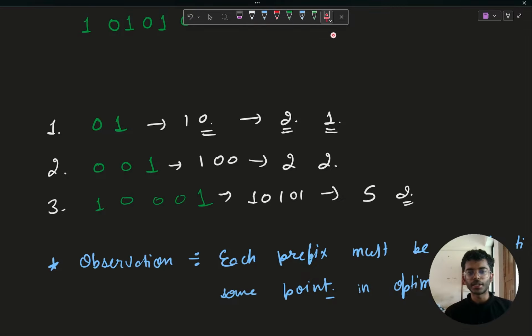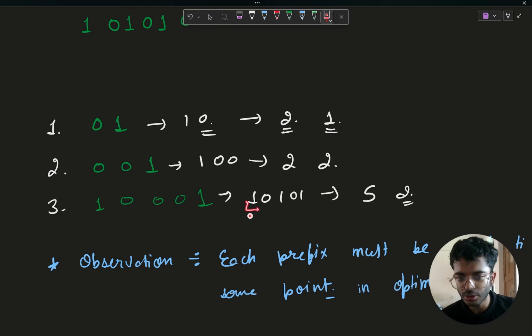Now, can you observe one pattern? In all of these optimal solutions, each of the prefix is always going to be good. So this prefix is good, this prefix is also good. This is good, and this is also good. Oh, sorry, this is not good. So up till some index, all the prefixes would be good, and then none of the prefix would be good in any optimal solution, right?